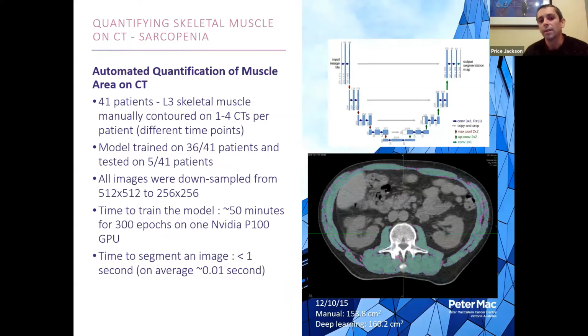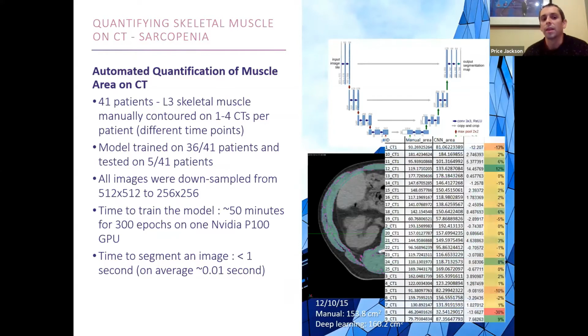Just another quick use example. This is one where we're looking at extent of skeletal muscle. Again, this is on CT, so we've trained an AI to segment or contour the skeletal area at the L3 vertebra. And again, it doesn't take too much. It's a UNet. We feed in that data. It trains in an afternoon, and what you see is that it's quite reliably reproducing the manual values for data that it hasn't seen before.